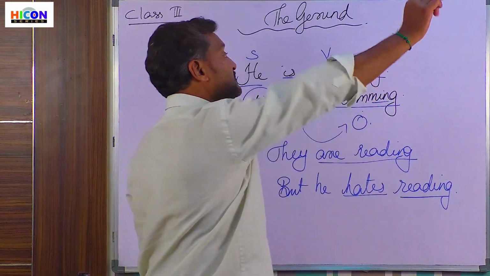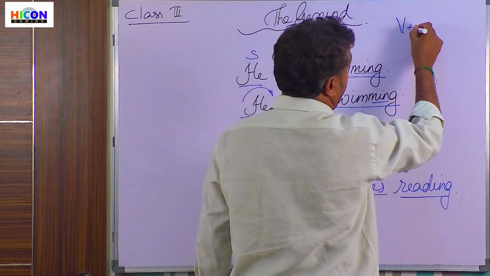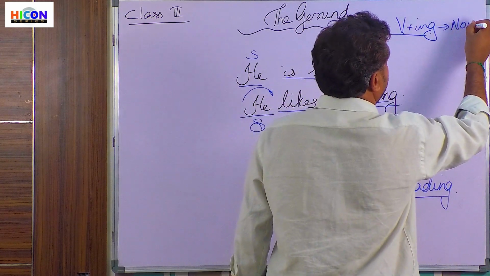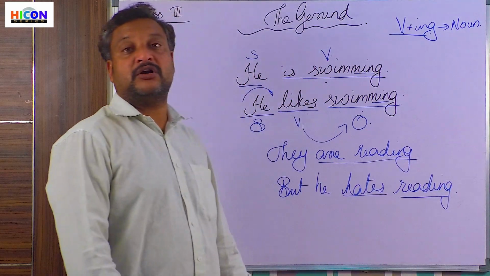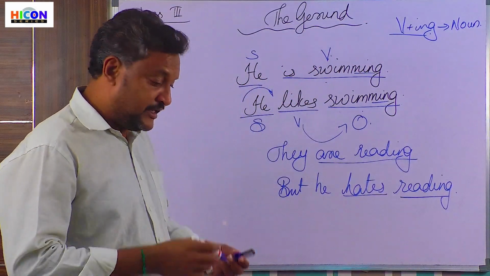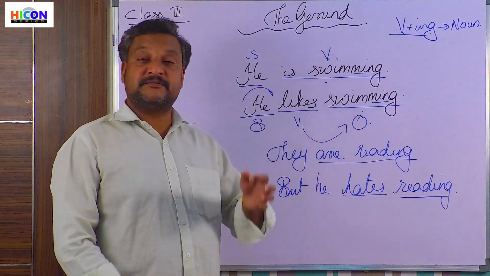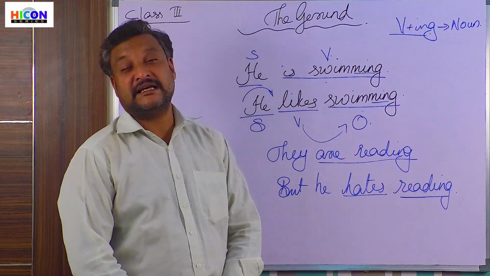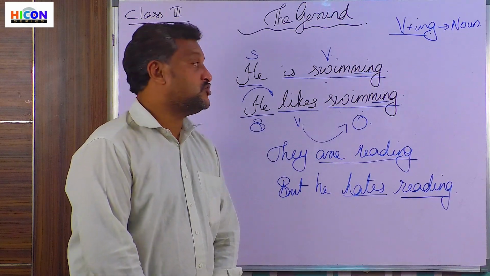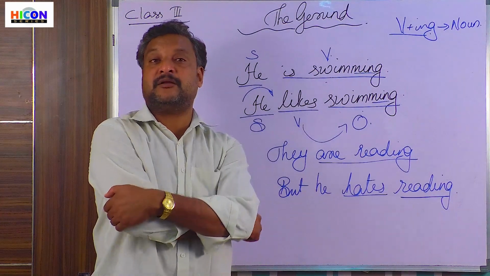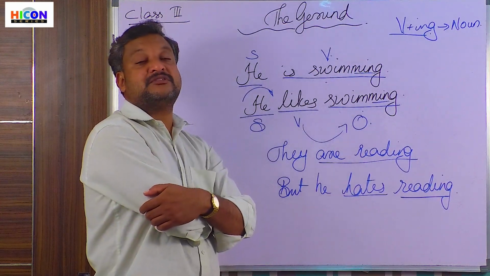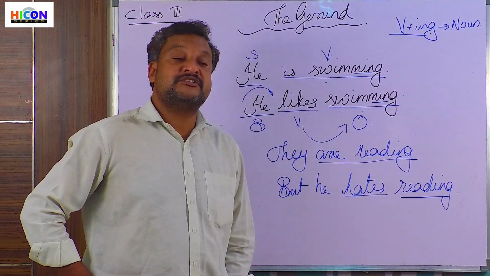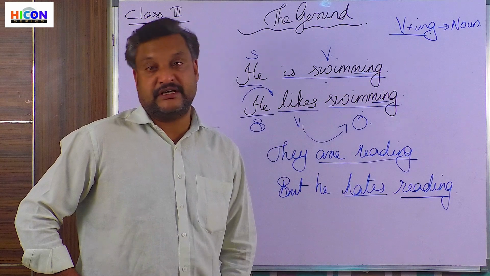So when we use an ing form of any verb as a noun, that is called a gerund. So what do you mean by a gerund? A gerund is nothing else but the ing form of a verb which can be used as a noun. So to infinitive is one kind of a verb which can be used as a noun. The ing form of a verb which is used as a noun is called a gerund.